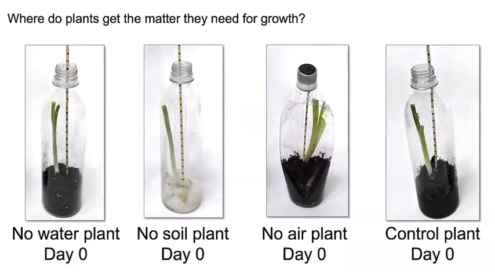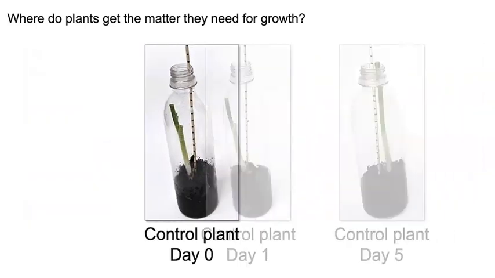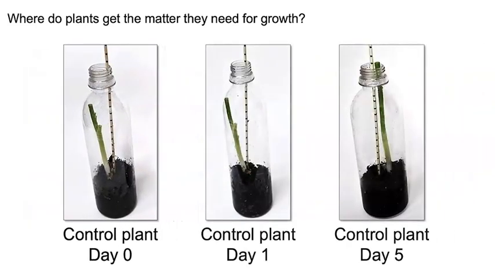This is day 0 for our onion plants. Each plant started out 10 centimeters tall. Let's take a look at the way each plant grew, starting with our control plant. Remember, this plant got water, soil, and air, so we expect this plant to grow normally. We will compare each of our other plants to this plant. Here's our control plant on day 0.